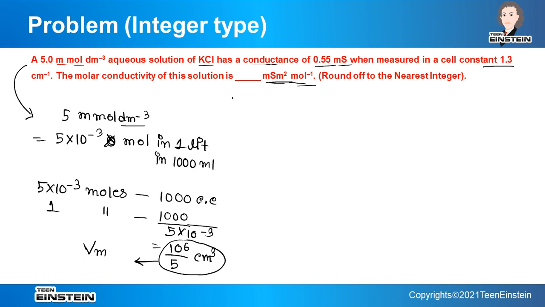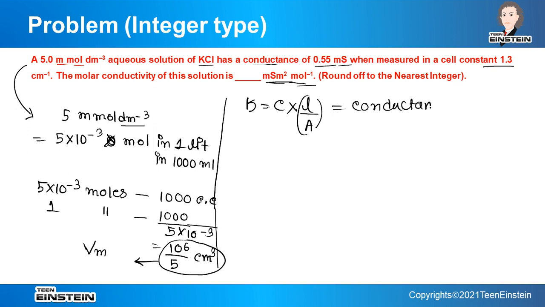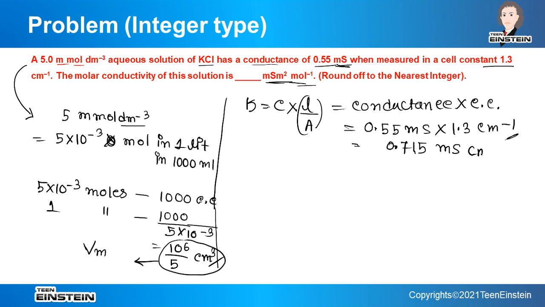Next, we know that kappa is equal to conductance C multiplied by L by A, which is the cell constant. So kappa equals conductance multiplied by cell constant. The conductance value given is 0.55 millisiemens. We will not convert millisiemens to siemens, because ultimately we have to convert to millisiemens. The cell constant is 1.3 centimeter inverse. Here also we have centimeter, so the same unit must be present. 0.55 multiplied by 1.3 is 0.715 millisiemens per centimeter.